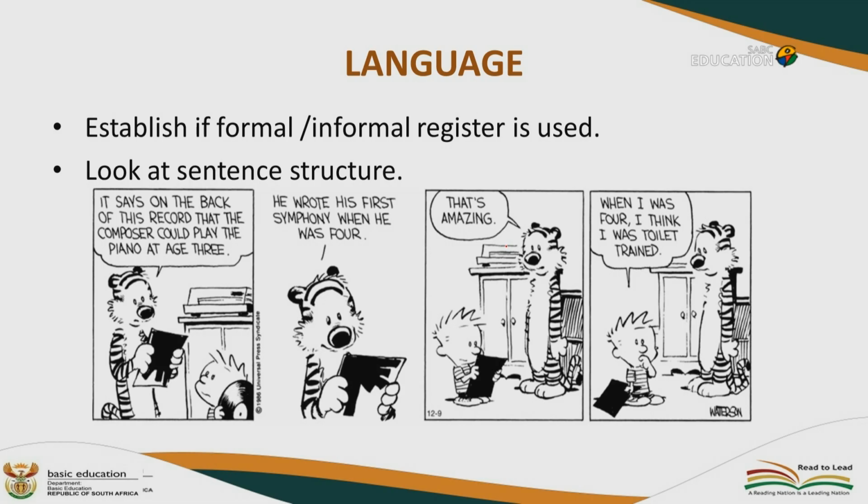It says on the back of this record that the composer could play the piano at age 3. He wrote his first symphony when he was 4. That's amazing.